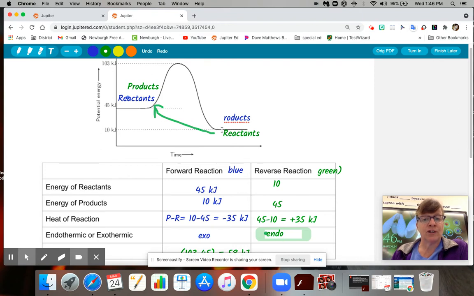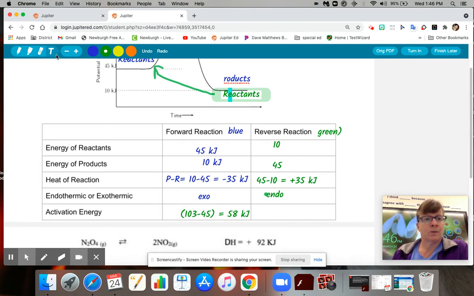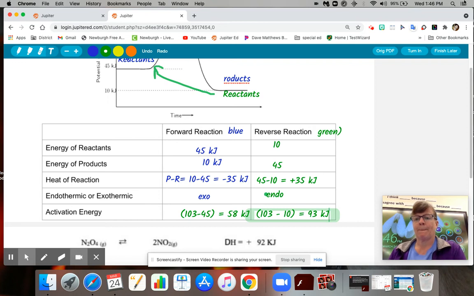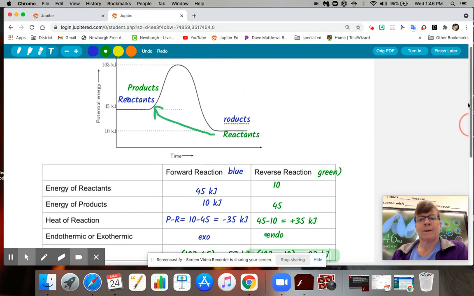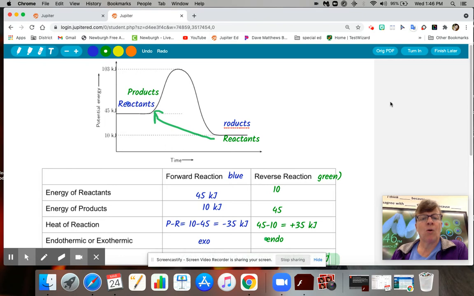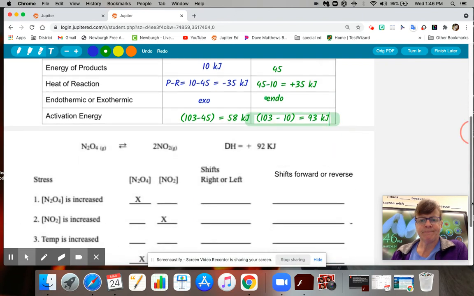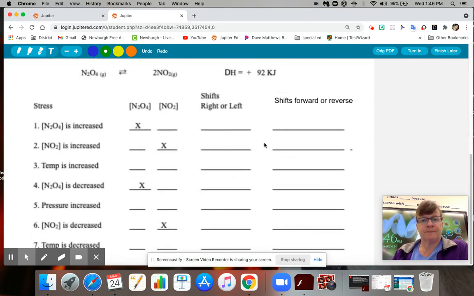Activation energy. These are my reactants here now, 10. And the top of the hill is still 103. Let's do our math. So 103, my activated complex, this time minus 10, because those are my reactants now. And that gives us 93. Okay. So I hope that gives you a better sense of that. There's a lot of practice on YouTube you can do for this. Okay, let's move on.